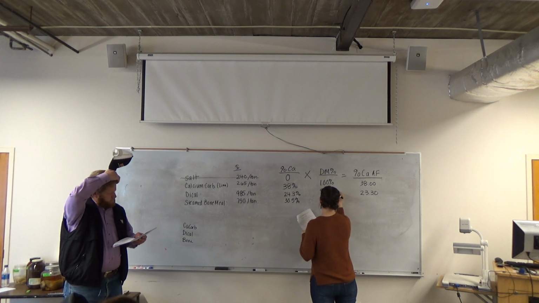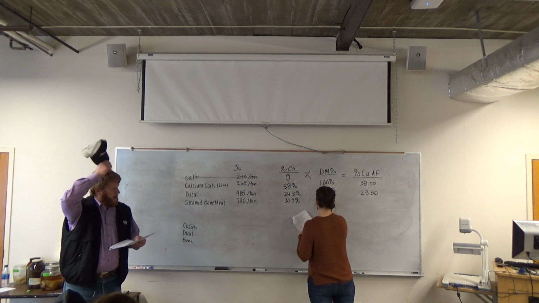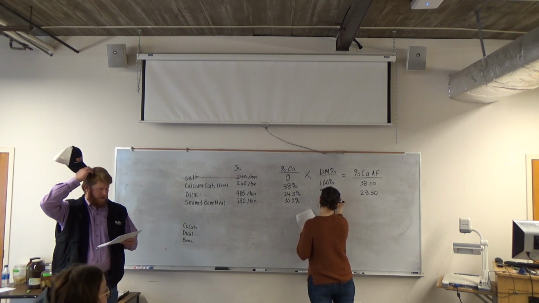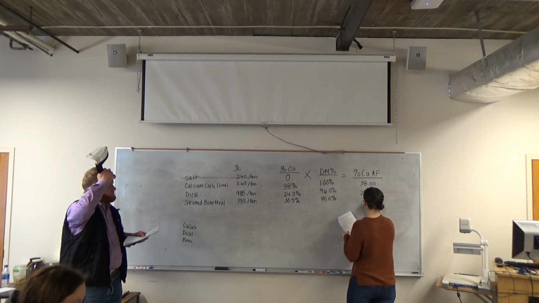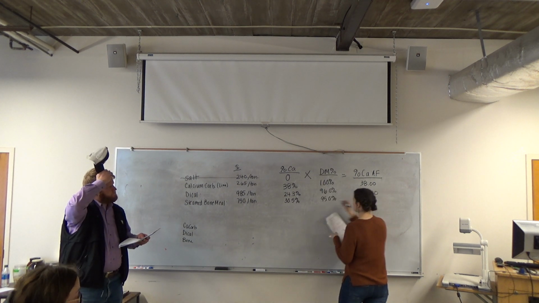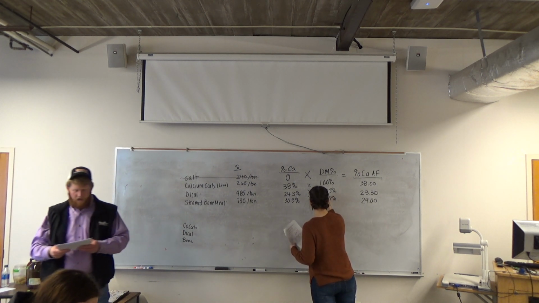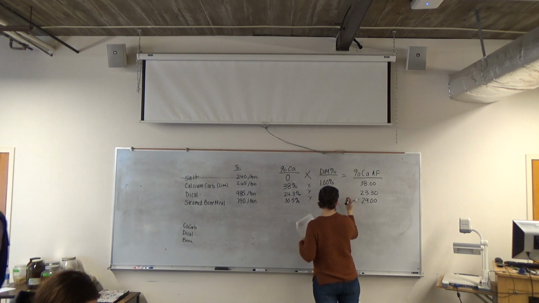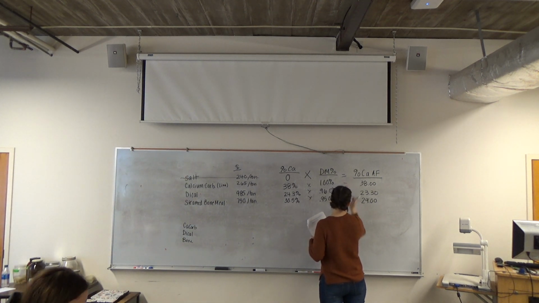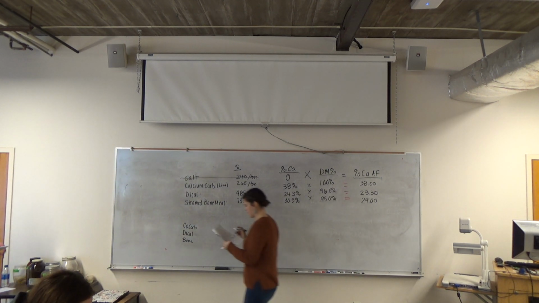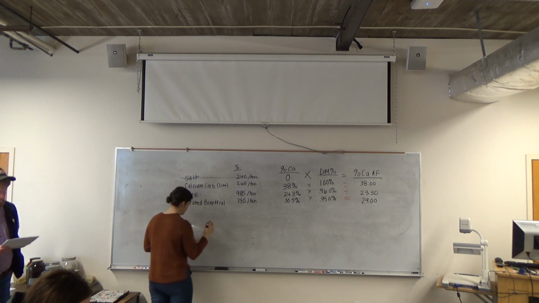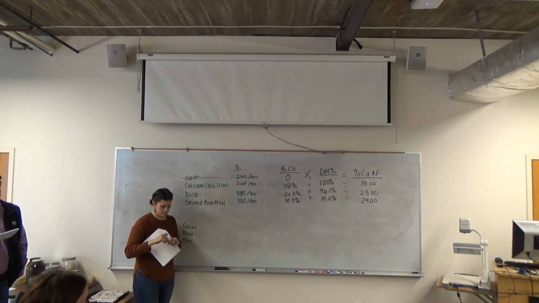Bone meal is 95. 30.5 times 95, I get 29. Okay? So I looked up my feeds, looked up their calcium content, and multiplied by my dry matter to get them to as fed. Now the last part is the price part.